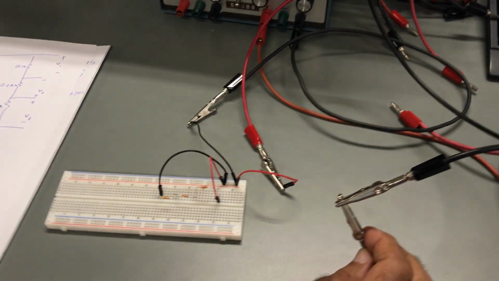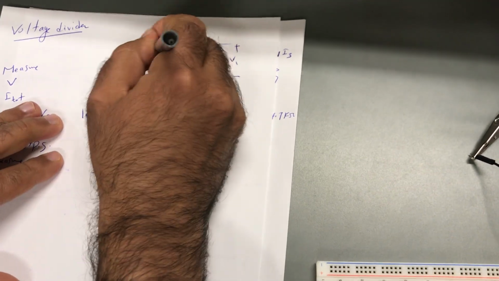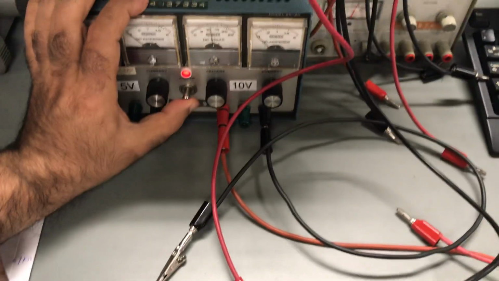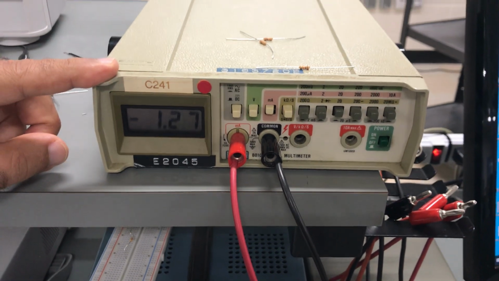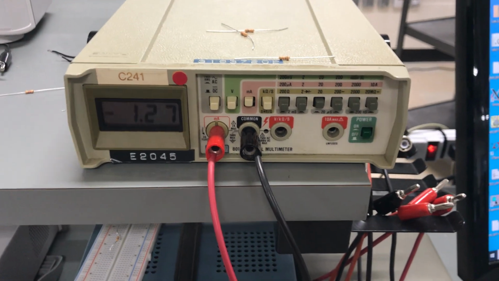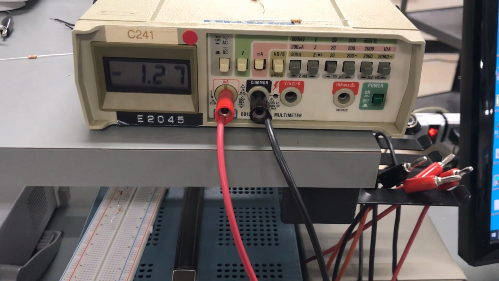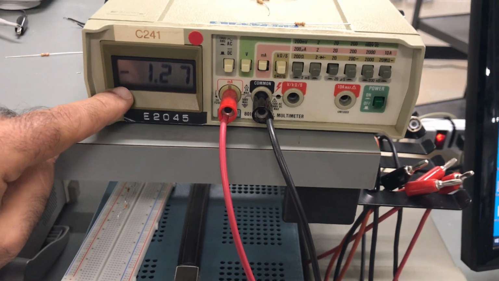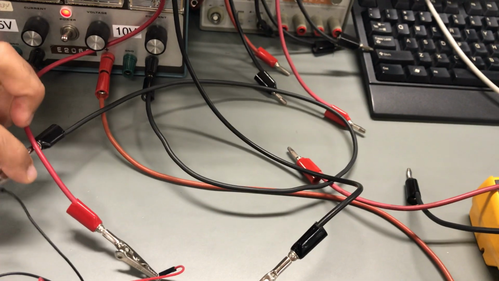Now I'm measuring the total current as if I cut this and put a meter in this circuit like that. Then I will turn it on. Here the current is negative 1.27. Why? Because of that connection. You are connecting the multimeter in the wrong direction. If you would like to see this positive, instead of using these two terminals, you have to use these two terminals.